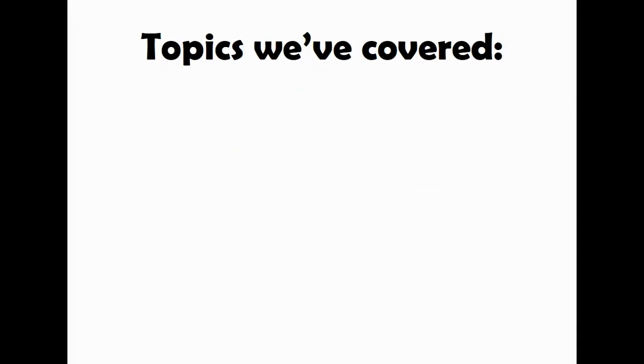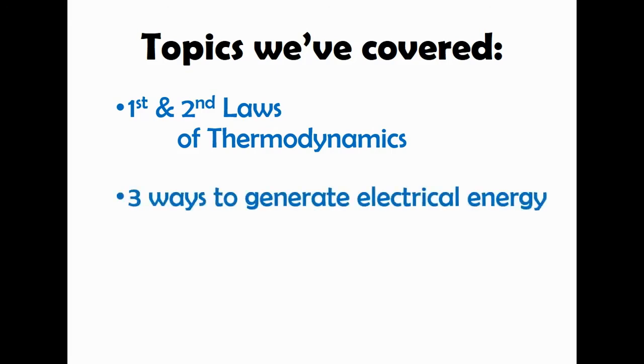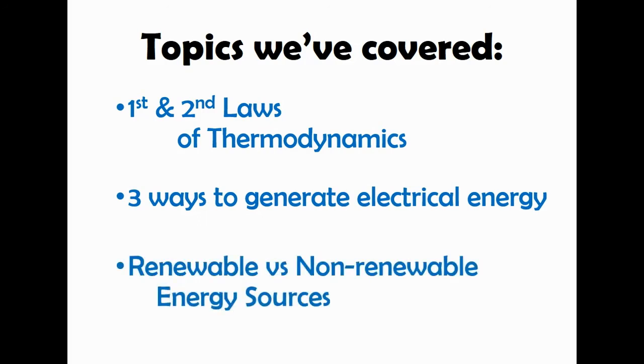The topics we have covered in today's presentation were the first and second laws of thermodynamics, including the types of energies and what we mean by efficiency and how it is calculated. We talked about 3 ways to generate electrical energy: through chemical reactions, the photoelectric effect, or electromagnetic induction. And we discussed renewable versus non-renewable energy sources, both how they work and where they are found around our state and our country.